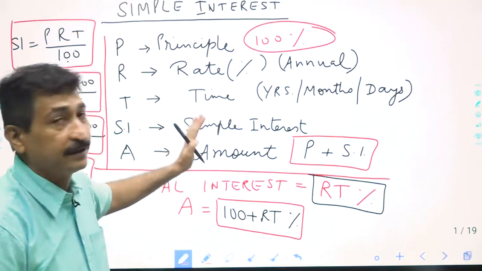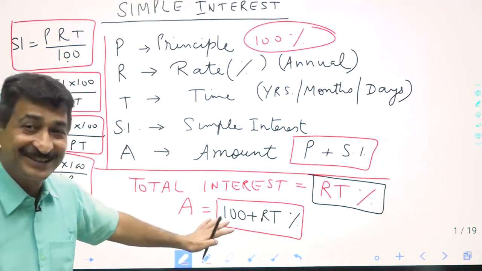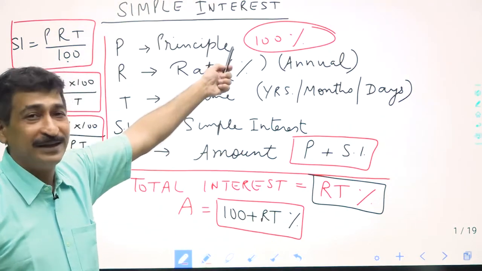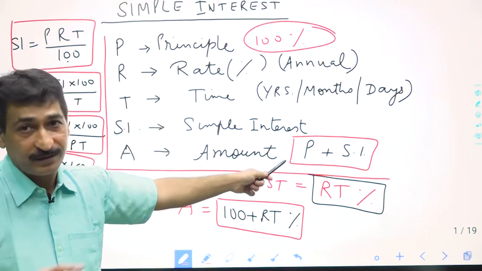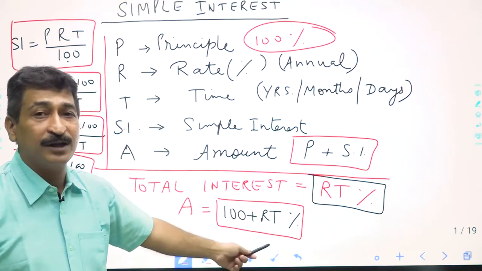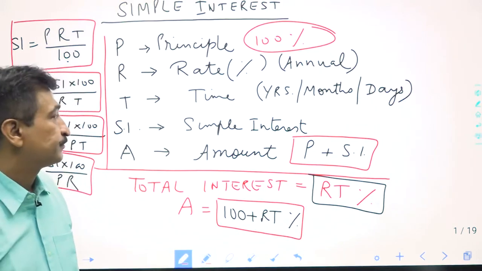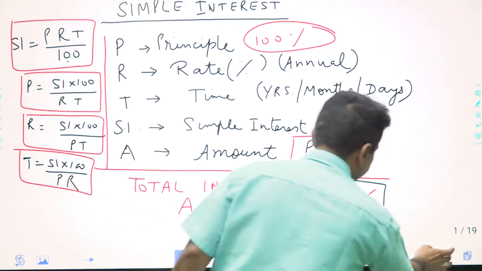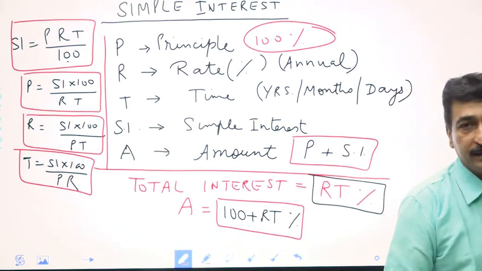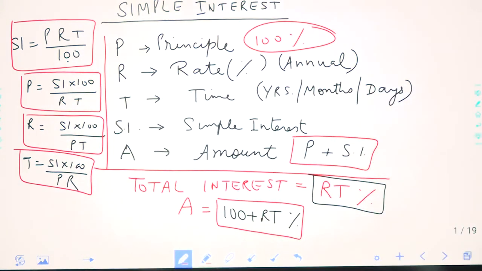So you have to take care of these 3 things. Total money, your money, always 100%. Total interest, RT%, of course in percentage, and total amount 100 plus RT%. Now let us start with the chapter. If you want to copy, I will give you 2 minutes. You can pause the video also and copy it down.